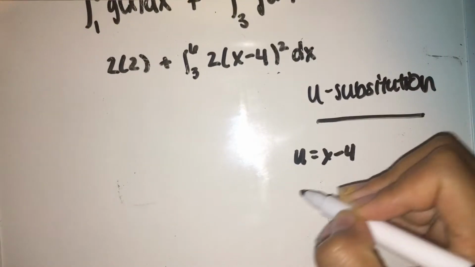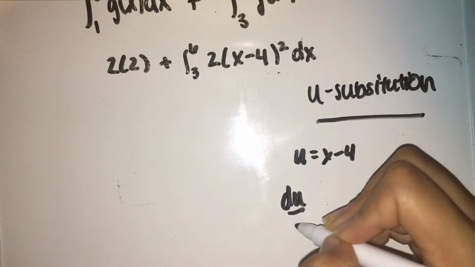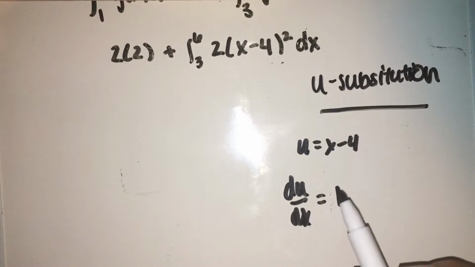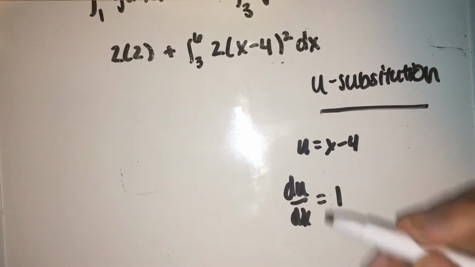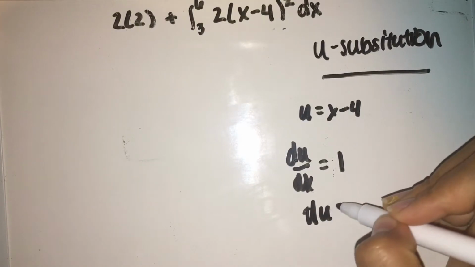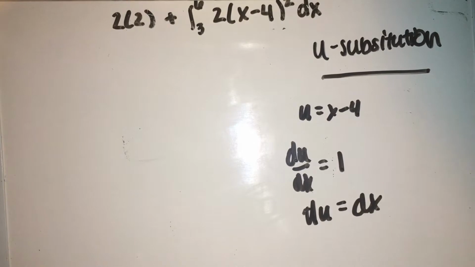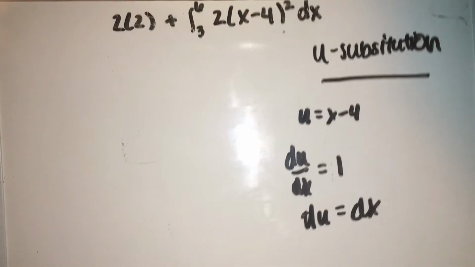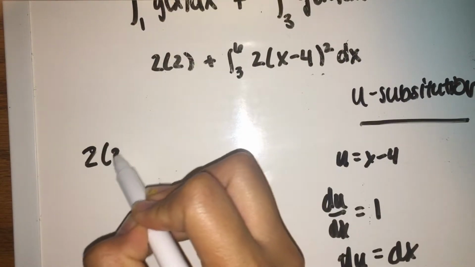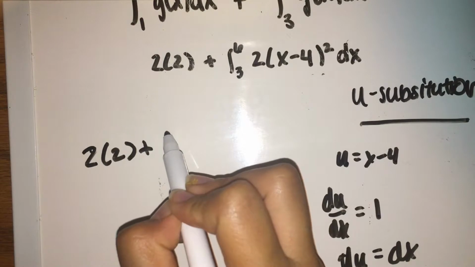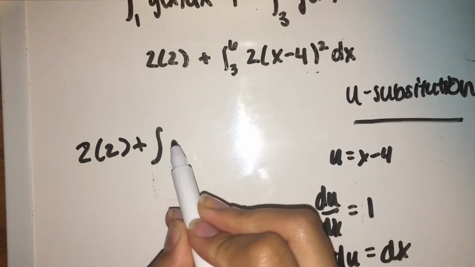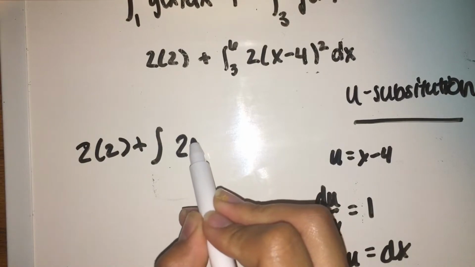Then we're going to take the derivative of it, and we get du dx is equal to 1. And of course, we want the dx on one side, so we multiply by dx, and we get du is equal to dx. So pulling this down, we're going to have 2 times 2 plus the integral, and we're not going to have any limits of integration yet, and then we're going to do 2 times u squared du.